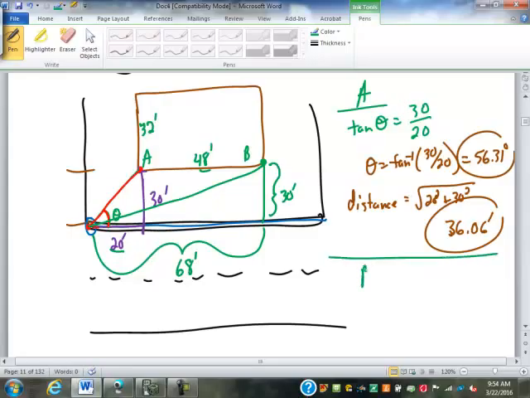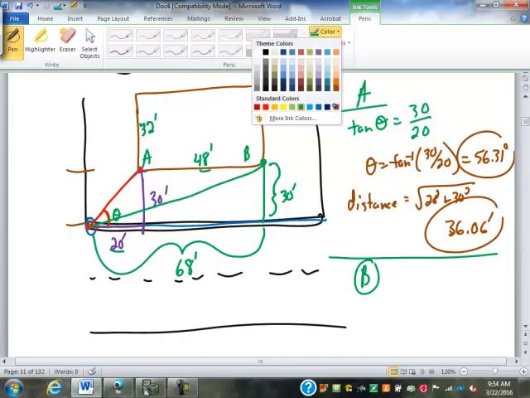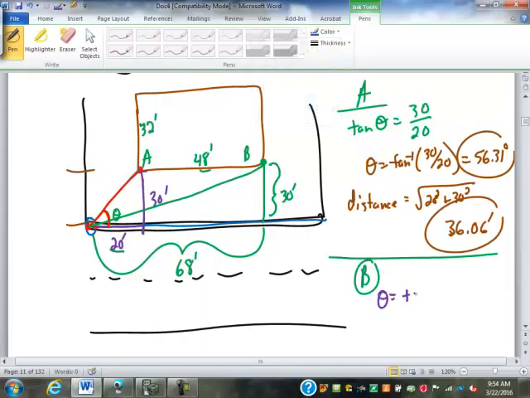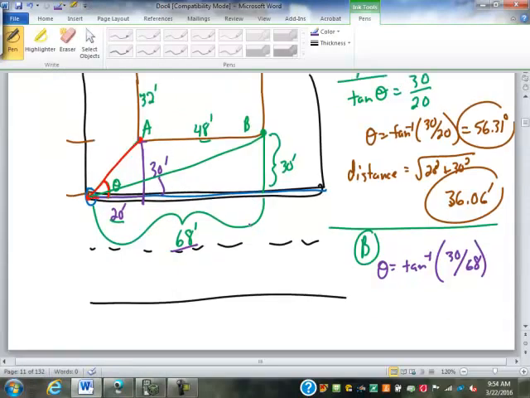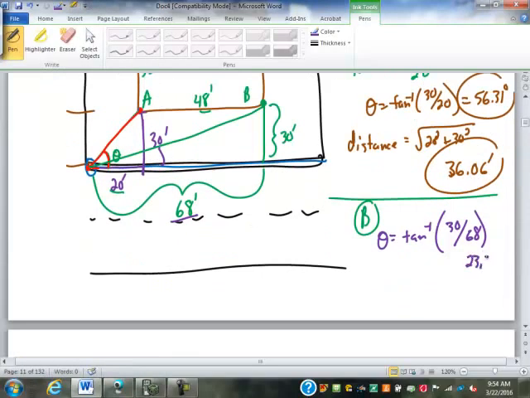So for point B, my angle is going to be the inverse tangent of, what's the opposite side? 30. The adjacent side is now 68. So 23.81 degrees. Now we'll pause. Does everybody see where the 30 and the 68 came from here? In this triangle, opposite side, adjacent side.